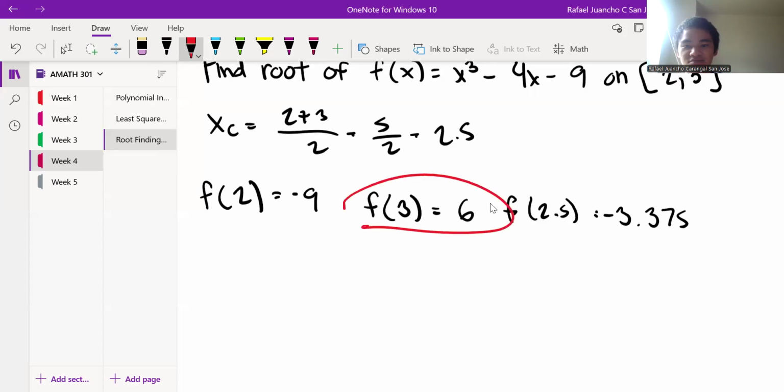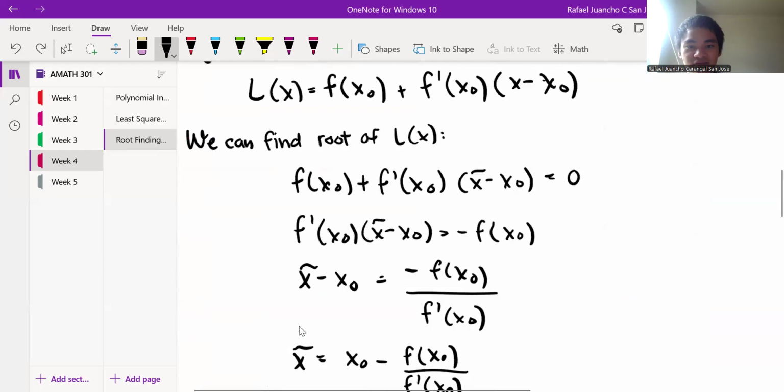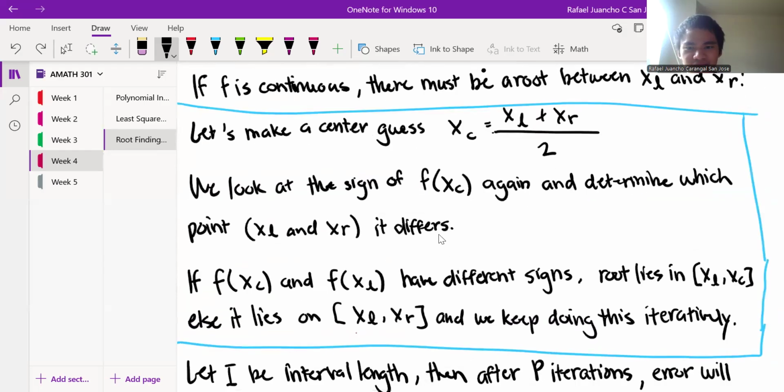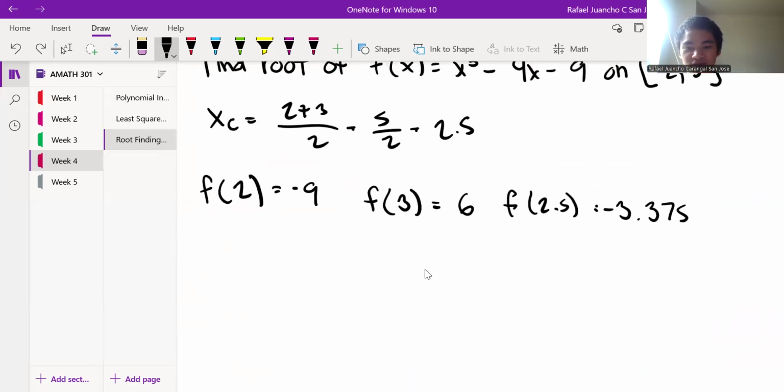Here, these two, right? They have differing signs, so it means we have to look at this interval now. We find the middle, then we keep looking at this interval, right? Okay, the computation in GPT is wrong, but cool. So we found that the root should lie somewhere between 2.5 and 3.